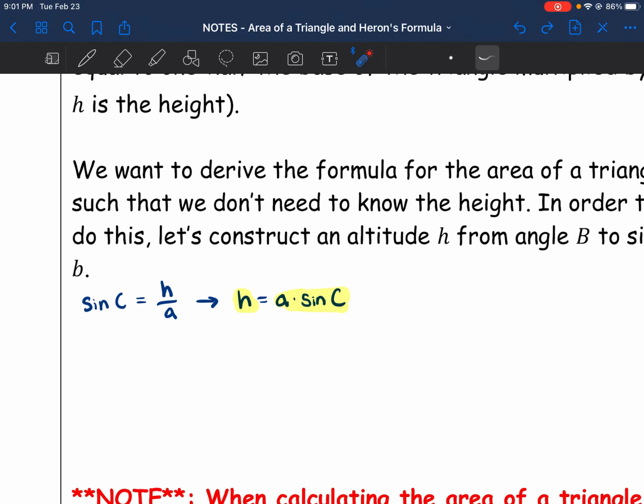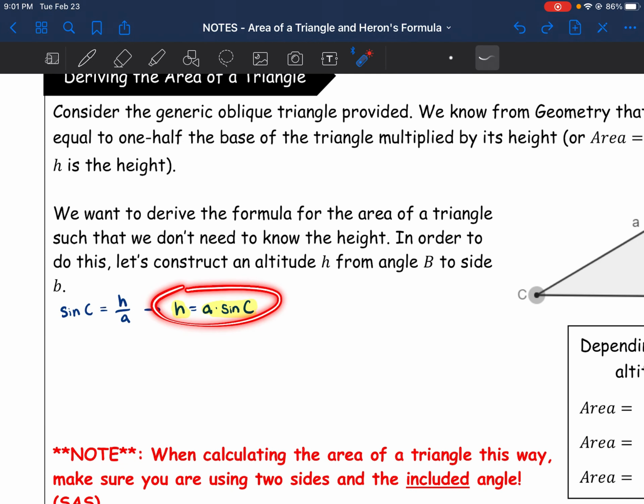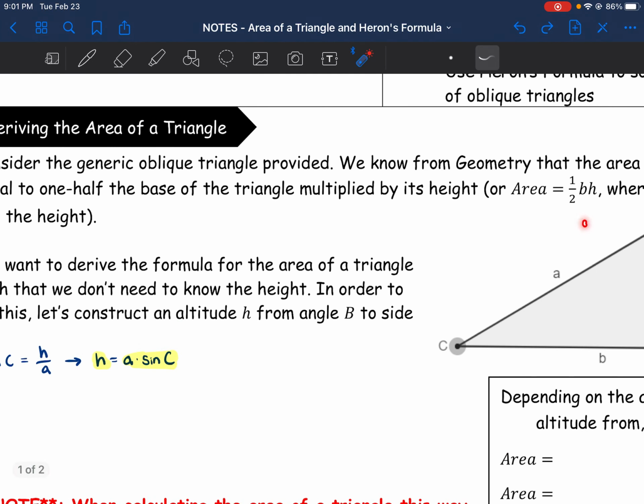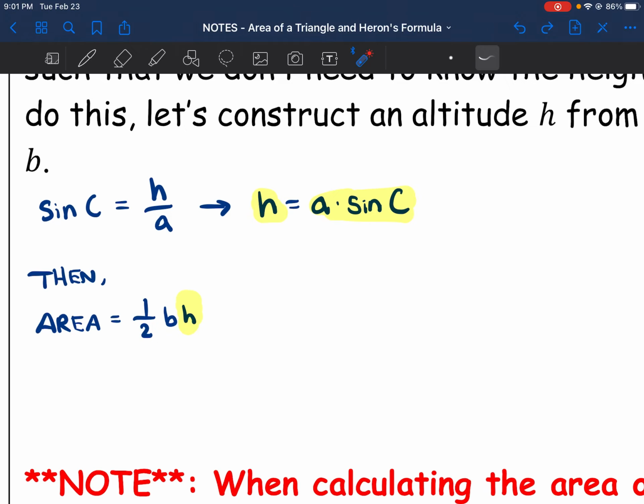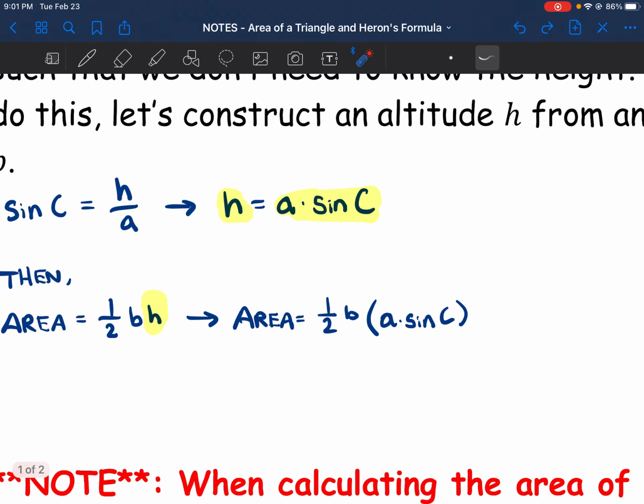The reason that I want to isolate for h is because now I can take what we know h to be and plug it into the area formula, and it's actually going to give us an equation in which we don't need to know the height h, in this case h being the altitude. So let's go ahead and do that. Area of a triangle is 1/2 base times height. We're going to replace h with a times the sine of C, and that's going to give us that the area equals 1/2 b times a times the sine of angle C. Rearranging that, we get that the area of the triangle is 1/2 AB times the sine of angle C.